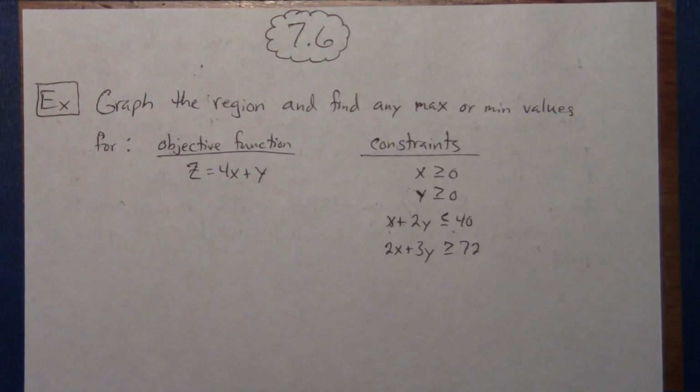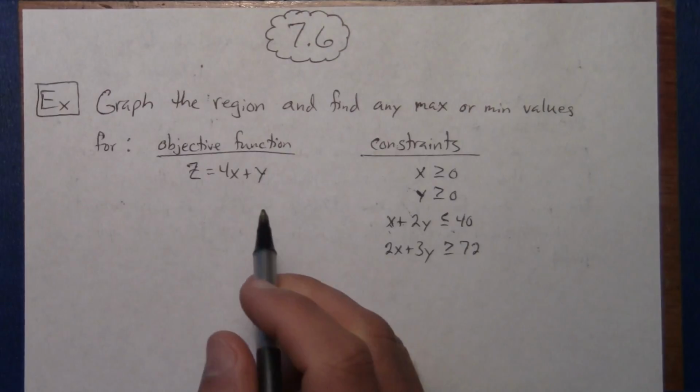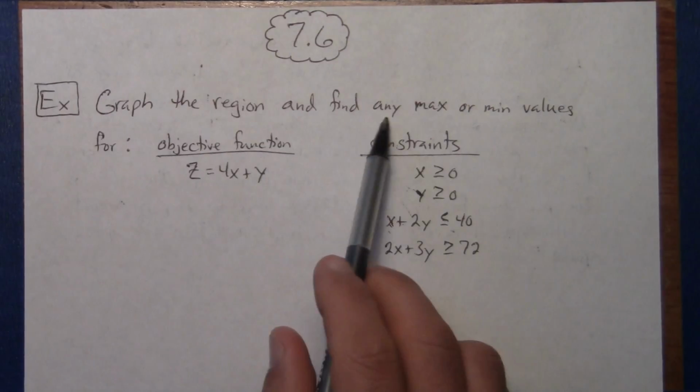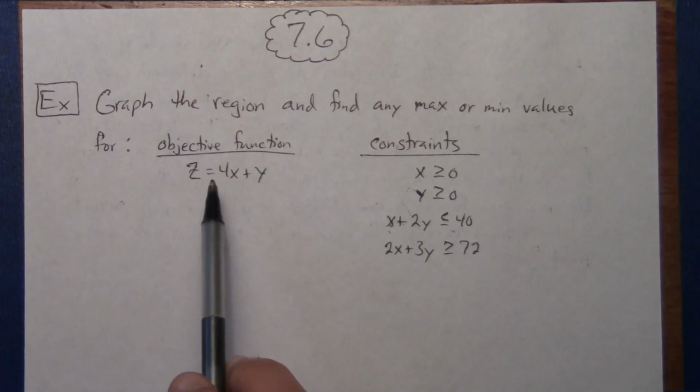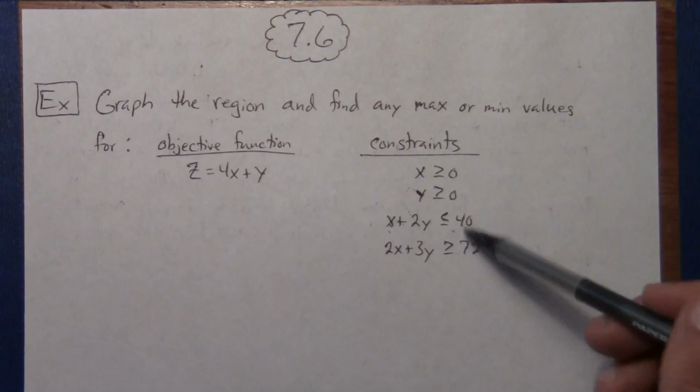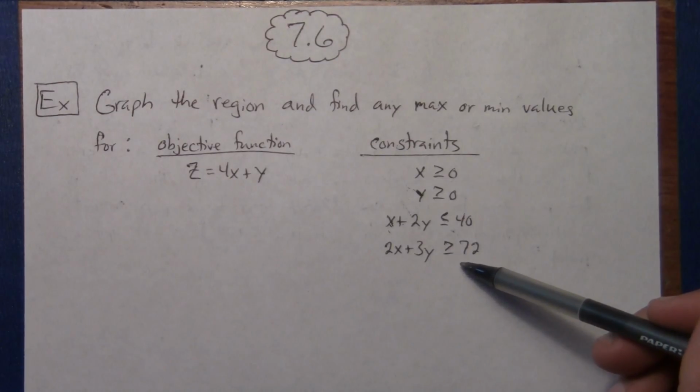Alright, section 7.6 homework help. I'm going to look at two problems today. Going to take a look at one that asks us to graph the region and find any max or min values for, and they give us the objective function, and then they give us the list of constraints or the inequalities that they want us to graph.